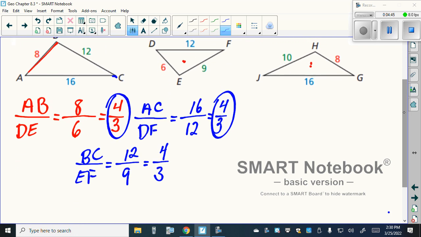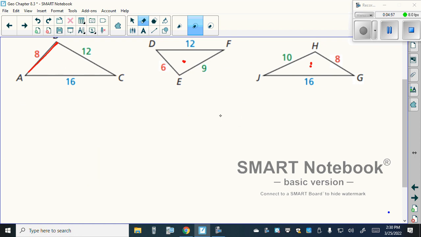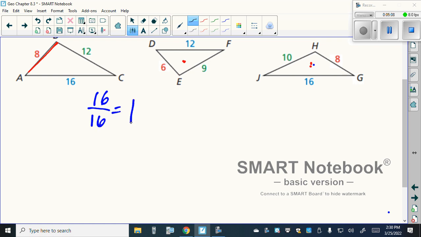Right, and there's sometimes we can see it a little bit easier than others, depending on the numbers and how they look. Now, if we compared the other 2, let's see here. I'm going to erase this here so I have room to write. Well, the biggest side length for AC is 16. The biggest side length for GHJ is? Well, 16 divided by 16 is 1. Now, the smallest side length for ABC is, and the smallest side length for GHJ is?